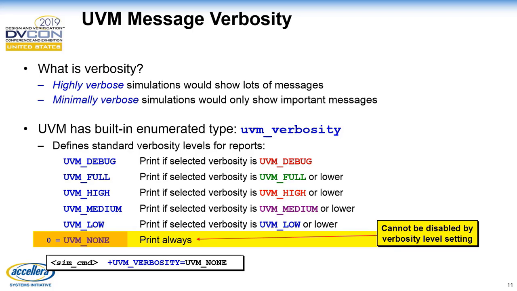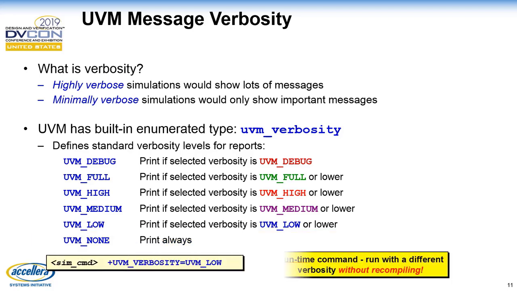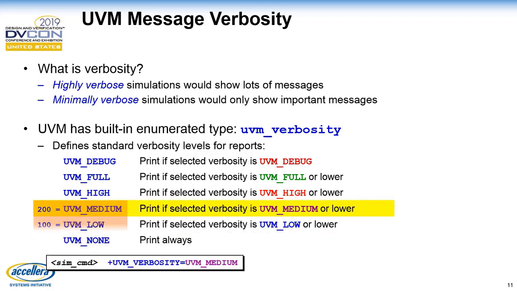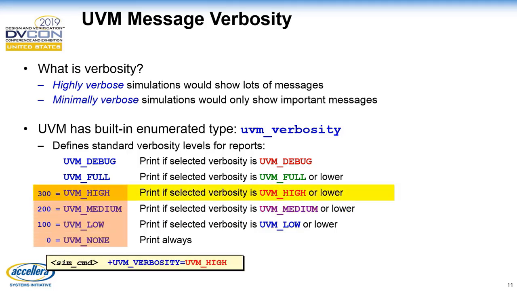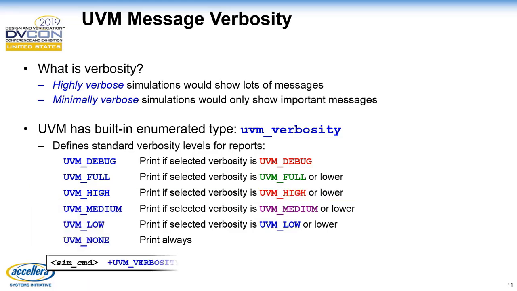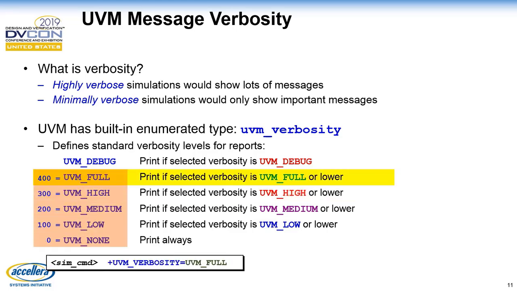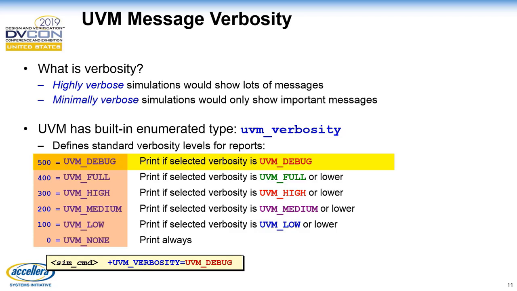Whereas the $display is going to be inside of an if-def debug, you're going to have to recompile to turn on or turn off these messages. So UVM low has an integer value of 100, and you print if the selected verbosity is UVM low or lower. If UVM medium has a verbosity level of 200, you print if it's medium or lower. Then you've got UVM high, which is level 300, UVM full, which is level 400, and UVM debug, which is level 500.